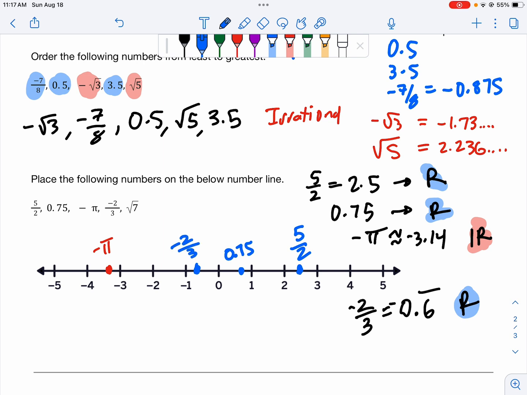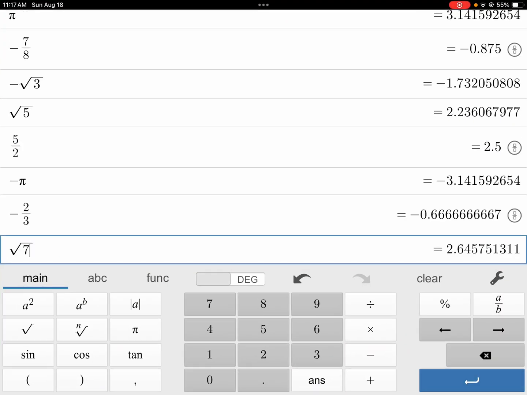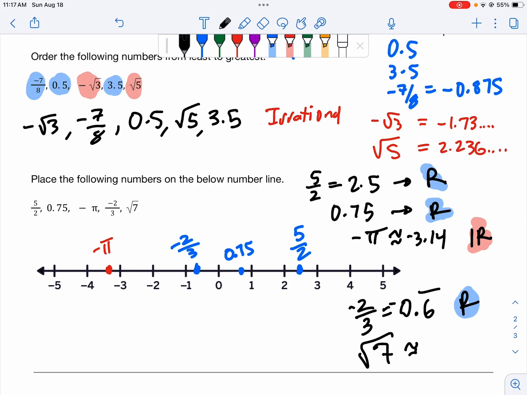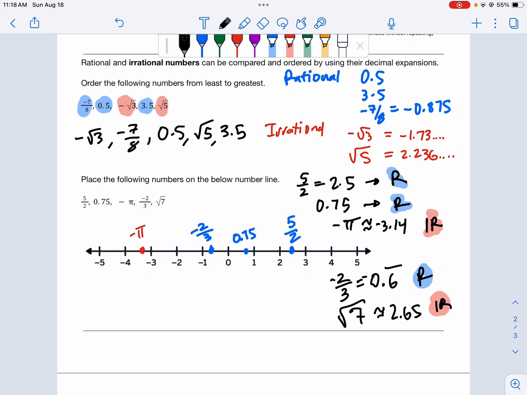And then my final number is the square root of 7. Again, we use our calculators to estimate the location of square roots. So square root of 7 gives me about 2.65. That is an irrational number. So I'm going to go ahead and place that. 2.65 is larger than 2.5, so it's going to need to go just to the right side of that. So I'm going to write it down here, square root of 7.